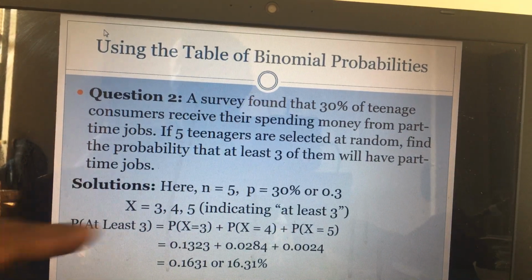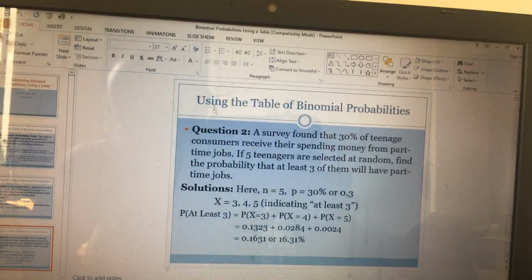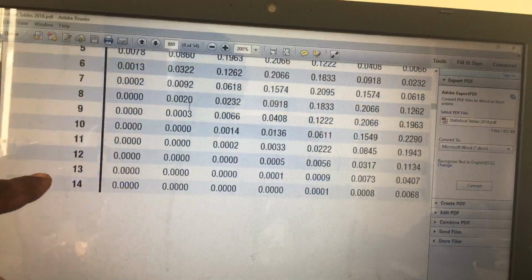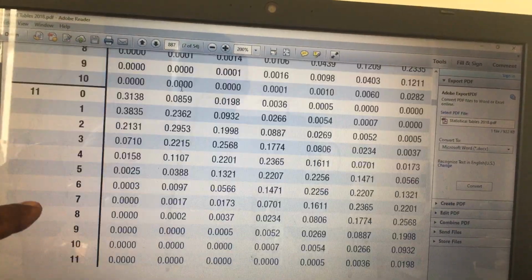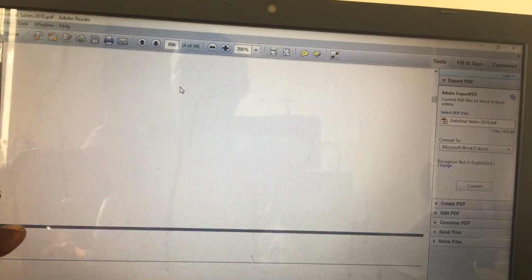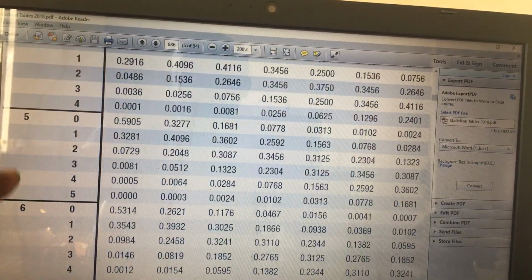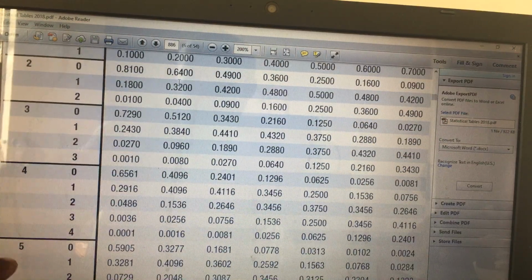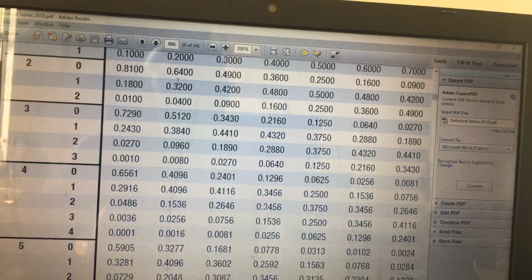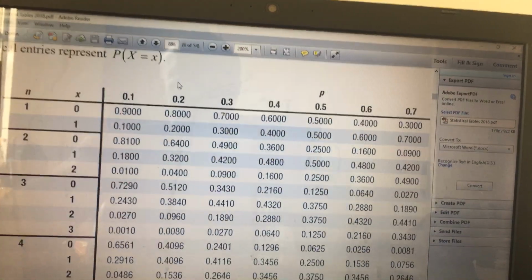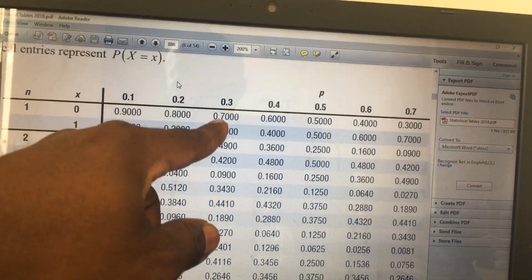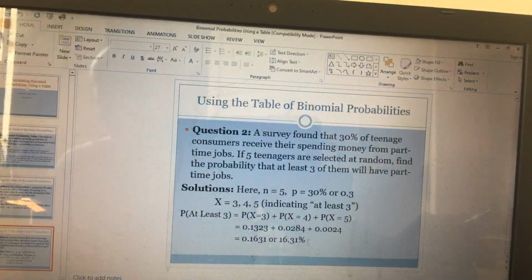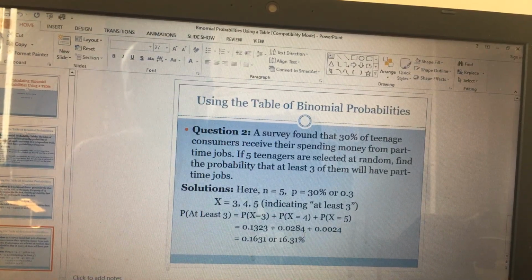Let's go to the table. Our n is 5. So we'll be looking under 5. So we go to 5, all the way to 5. That's a long distance, but we'll get there. It's right here, 5. See, n right here is 5. And our P is 30%, that means 0.3. So you have to go under 0.3. And the question says at least 3, that means 3, 4, 5.